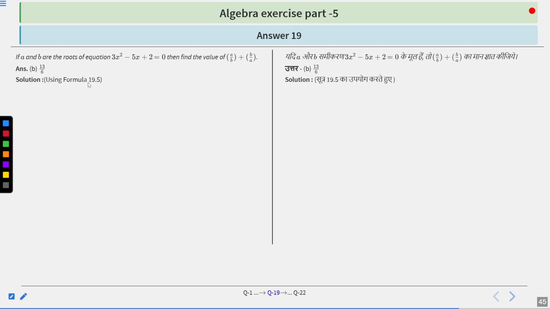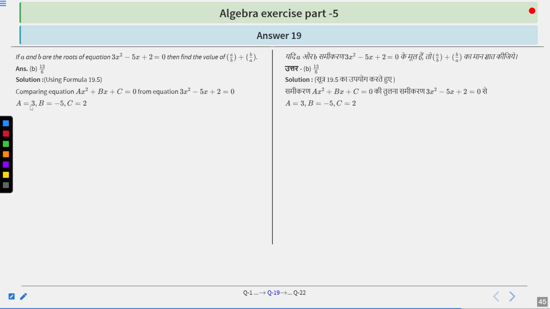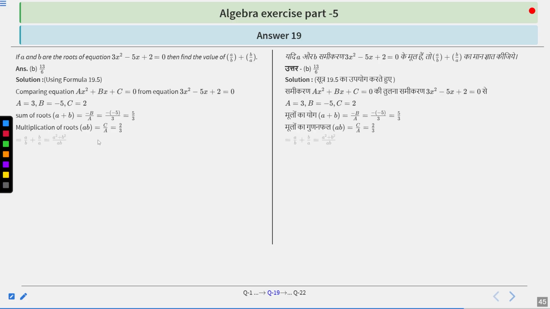So we are going to use formula 19.45 to solve this question. Comparing with the equation ax square plus bx plus c equal to 0, this is the standard quadratic equation. From the equation 3x square minus 5x plus 2 equal to 0, the values a equal to 3, b equal to minus 5, and c equal to 2 are found. And the sum of roots a plus b is equal to minus b upon a, that is minus of minus 5 upon 3, that is equal to 5 upon 3. And the product of roots ab is equal to c upon a, c is 2 and a is 3, that is equal to 2 upon 3.